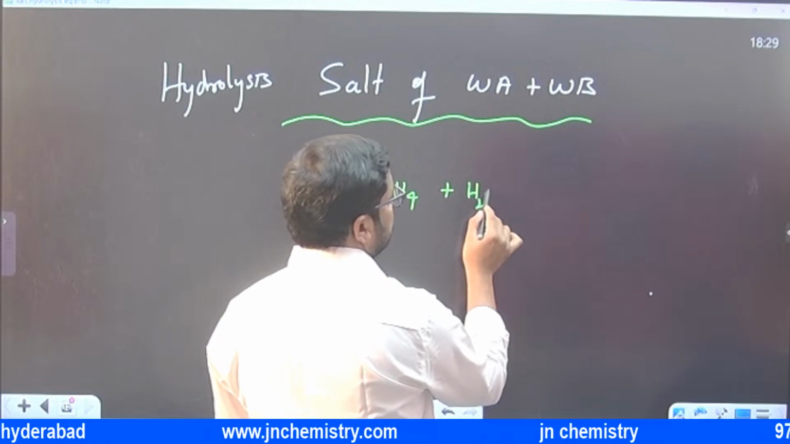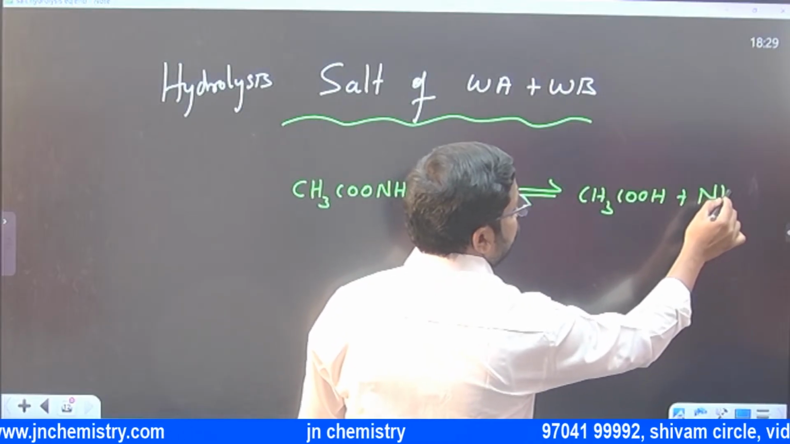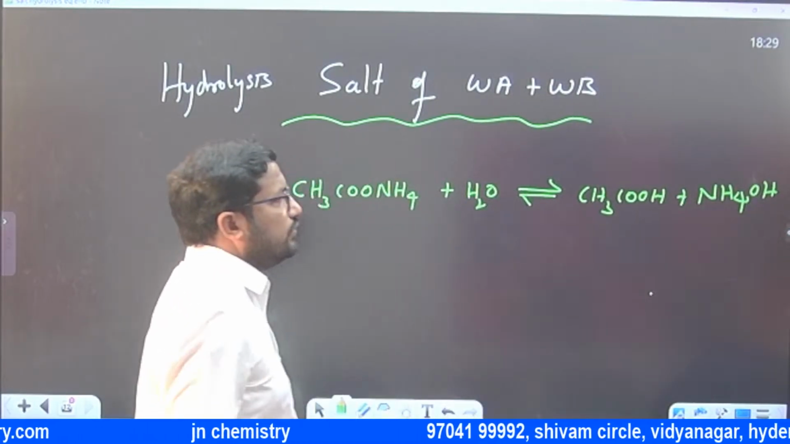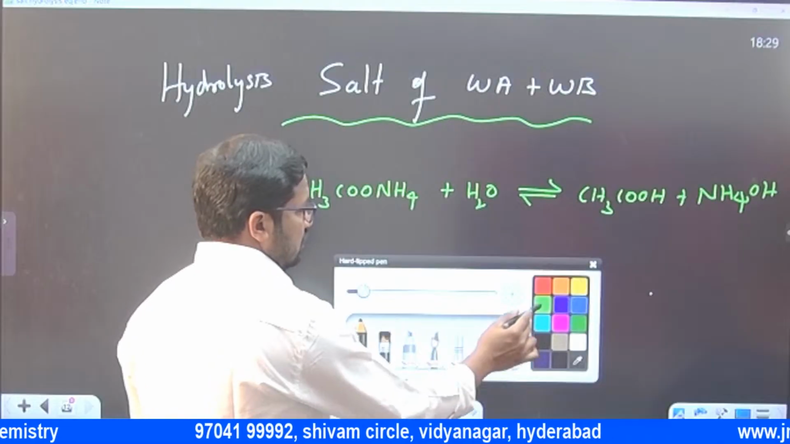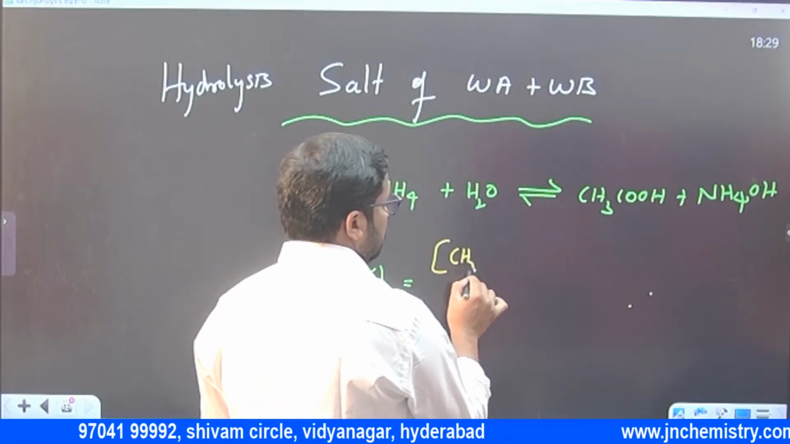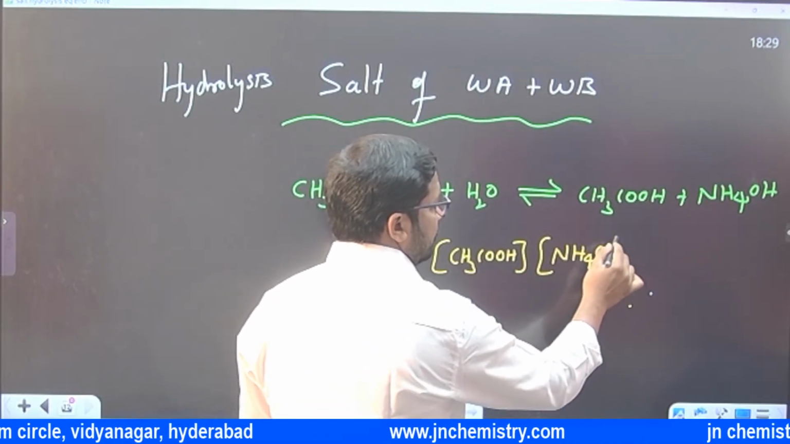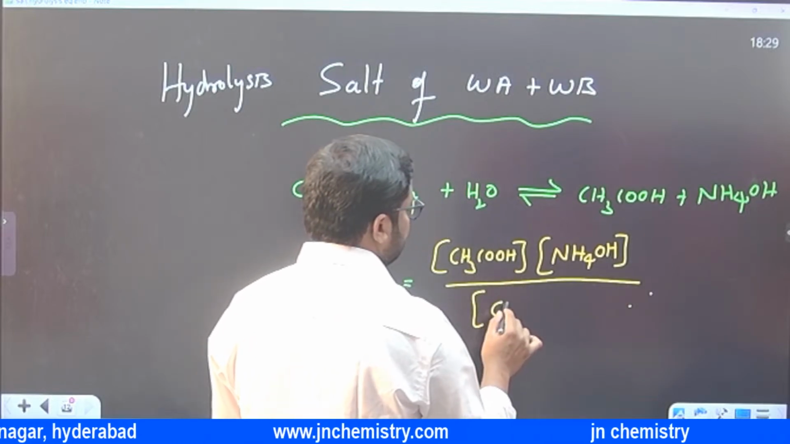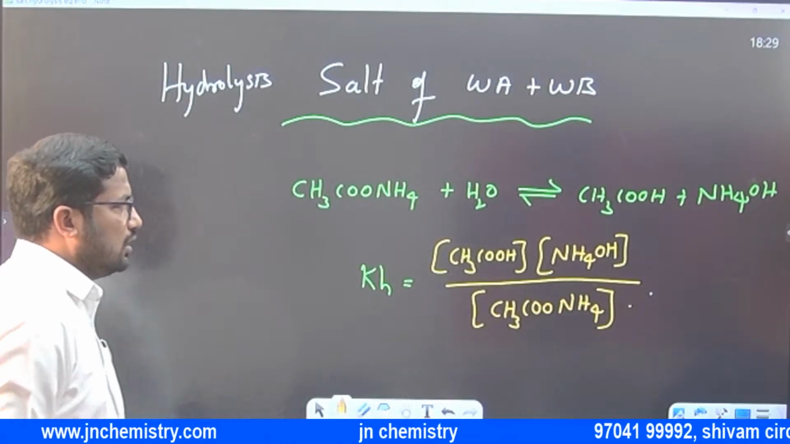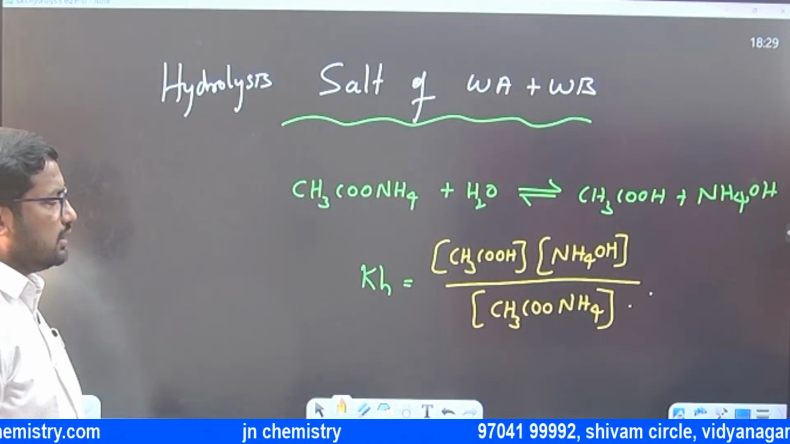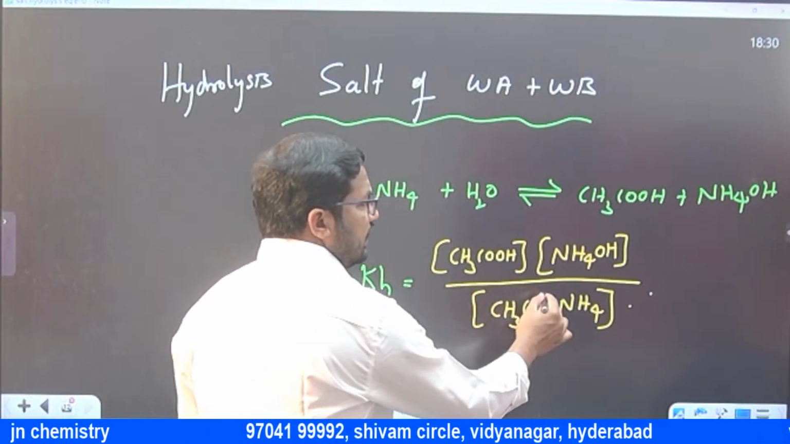After hydrolysis, what we will get now? CH3COOH plus NH4OH. So directly I am writing the Kh, hydrolysis constant: concentration of CH3COOH, concentration of NH4OH, by concentration of CH3COO minus, NH4 plus. In this particular case, CH3COO minus and NH4 plus, right? Both are undergoing the hydrolysis.